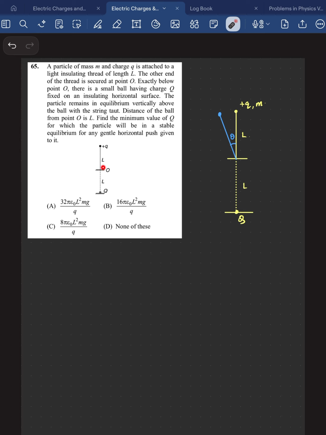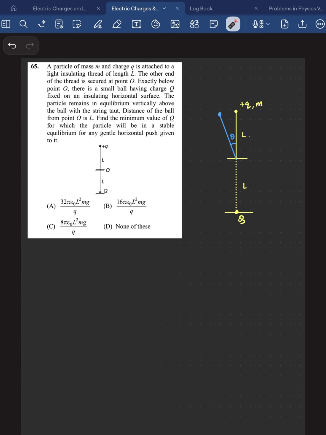So at this position, it's mentioned that this particle is in equilibrium. The distance of the ball from point O is also given as L. So the question over here is to find the minimum value of capital Q for which this particle will be in a stable equilibrium for any gentle horizontal push given to it, right? So when this particle q is displaced from its equilibrium position, we have to ensure that it remains in stable equilibrium. I've drawn the diagram already.